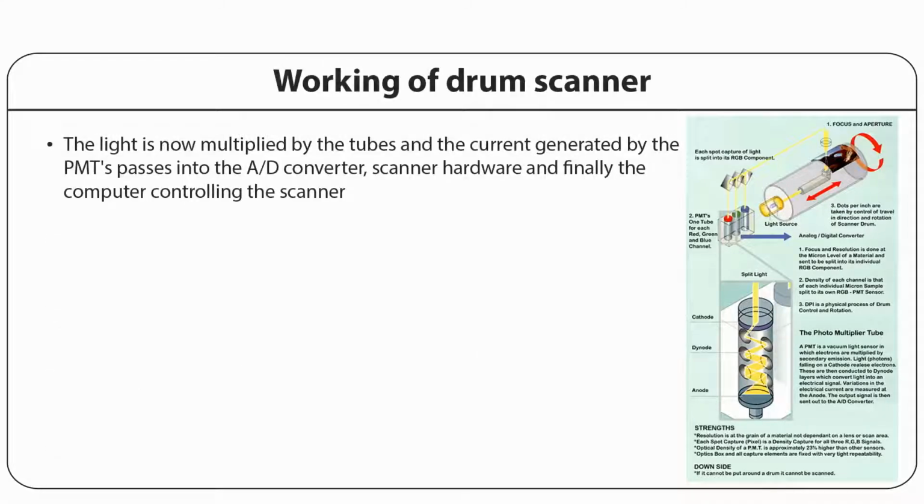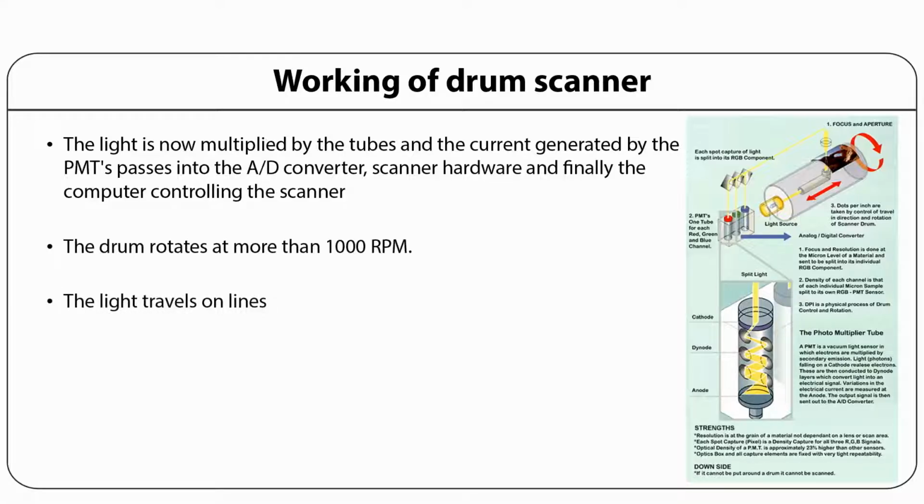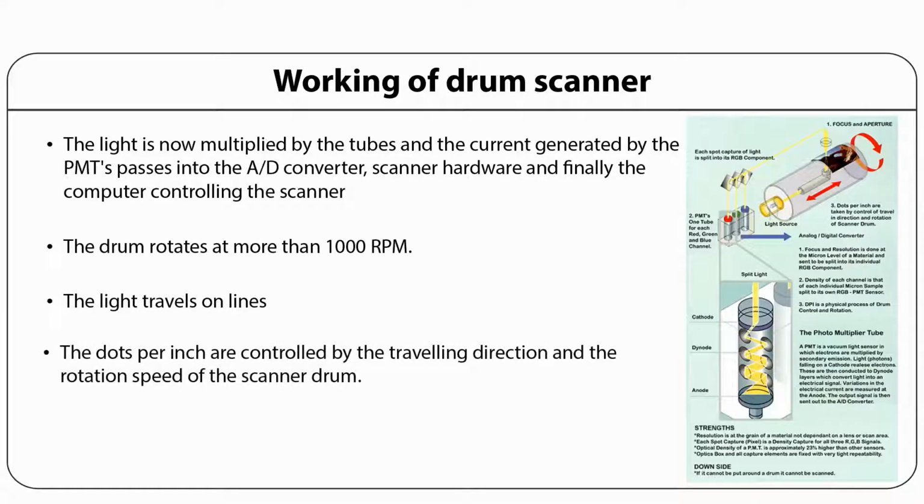That is, PMTs. The current generated from the PMTs passes into an analog to digital converter through the scanner hardware to the computer. In the computer, all three colors are recorded separately for every pixel. In a drum scanner, the drum rotates at more than 1000 RPM and the light travels on horizontal and vertical lines. The DPI is controlled by the rotation speed of the drum and the direction of the light. The higher the rotation speed, the higher the DPI.